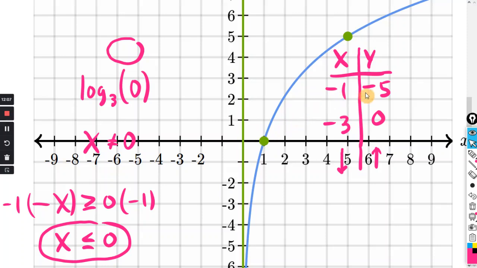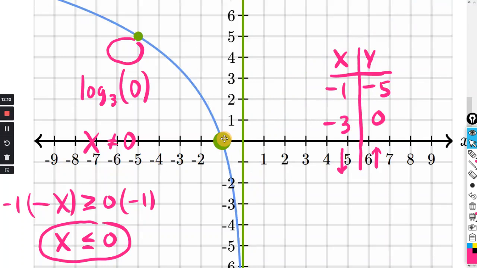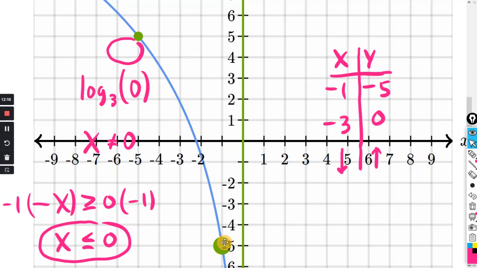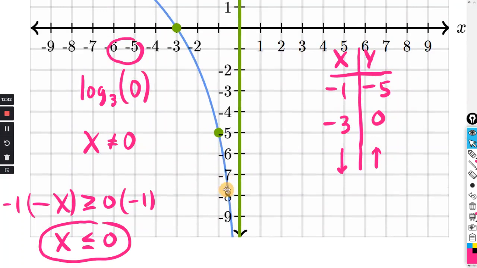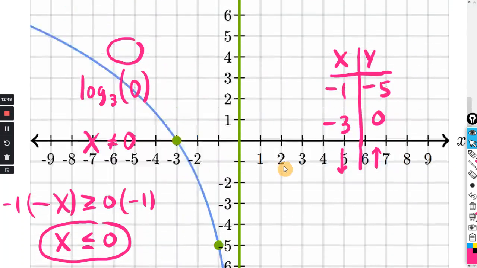At x is negative 1, y is negative 5. So let me go to negative 1 on the x and negative 5 on the y. And the other point, x is negative 3, y equals 0. So I'm going to go to x equals negative 3 and y equals 0. So I got these 2 points, (-1, -5) and (-3, 0). And x has to be less than 0, so I put the asymptote at x equals 0. You see the graph will never go past x equals 0, even if you kept going down. So that's it right there.